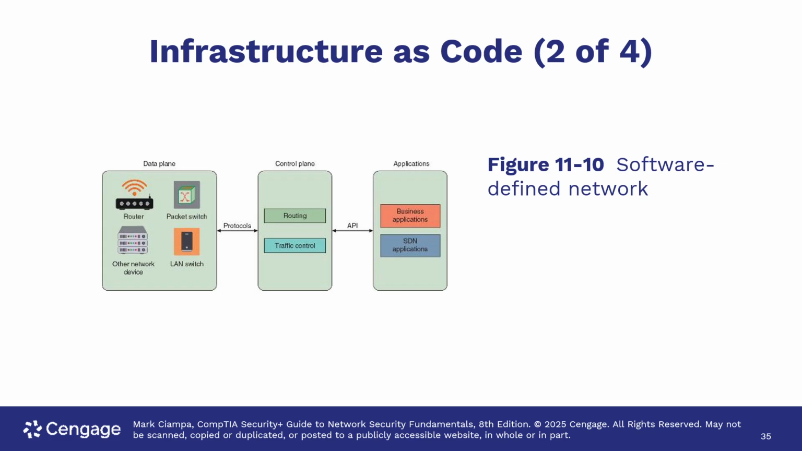So here's an example of a software-defined network. There's your data plane, the routers, the packet switches, other network devices. Their protocols are being controlled by the control plane: routing, traffic control, and so forth. Then through that API to the actual software-defined network applications. And then on top of all that is your business applications.